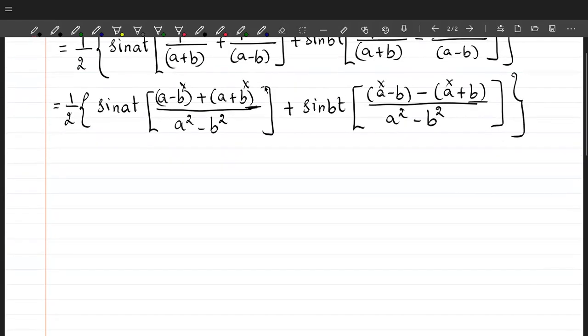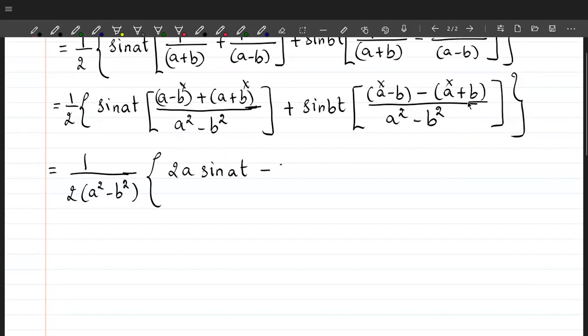As you can see, a square minus b square is the common term, so let me just bring that out. So I get 1 by 2 into a square minus b square. Then inside the bracket I have, sine at which is multiplied with a and a, that is 2a. So I should be getting 2a into sine of at, and in the next term minus b and minus b, so that should be minus 2b. So minus 2b into sine of bt.